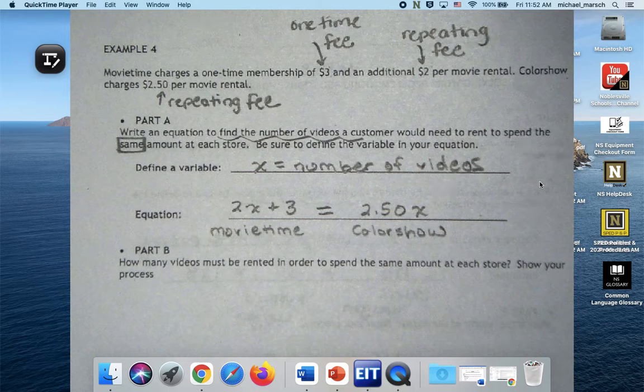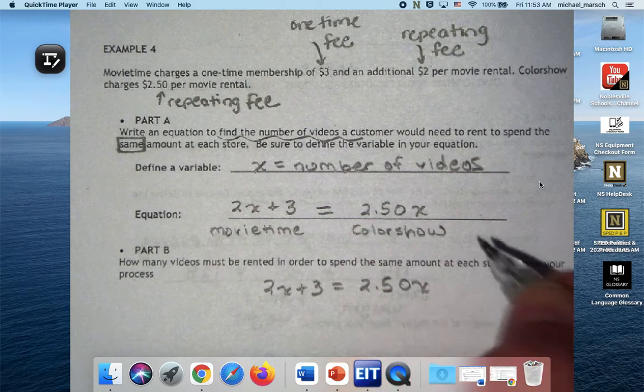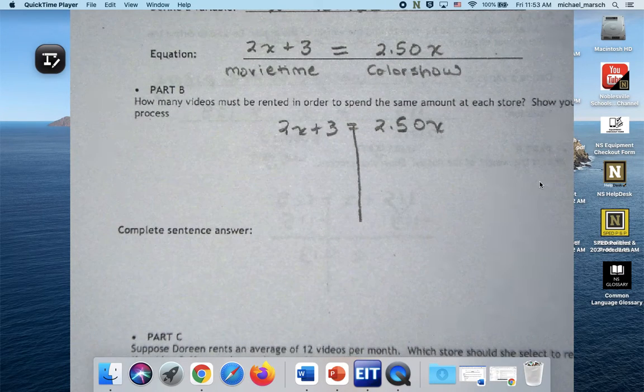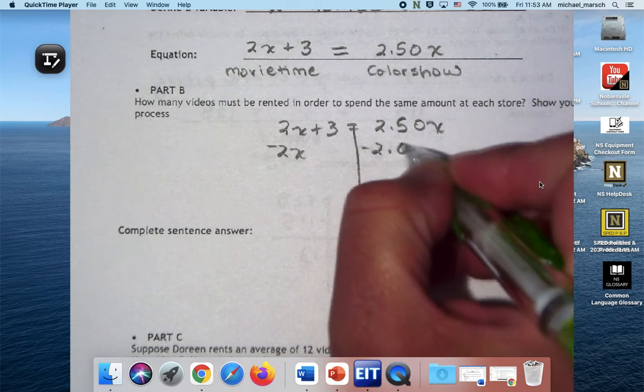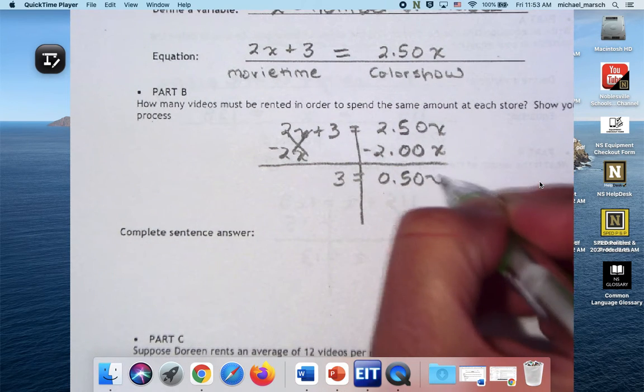Okay, so now we're going to use our equation that we just so perfectly created to find out how many videos must be rented. So 2x plus 3 equals 2.50x. Wouldn't this be negative? No. We're going to keep it positive. Where am I going to subtract so it stays positive? Mia? Yeah, I'm going to subtract 2x. I'm going to put this as $2x so that it lines up nicely. So now I have 3 equals 0.50x.